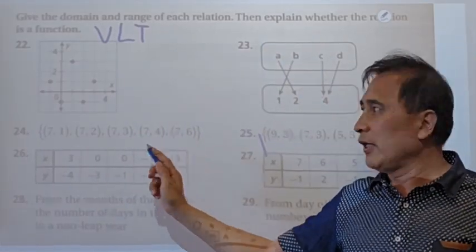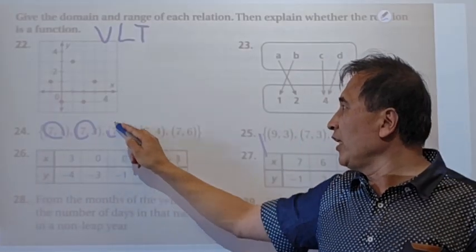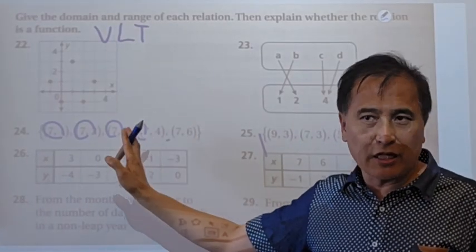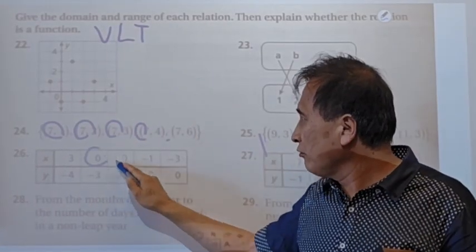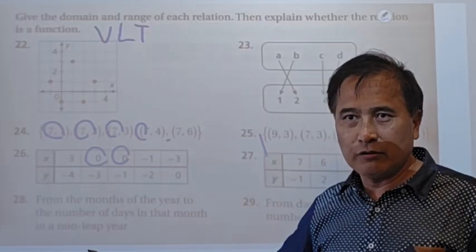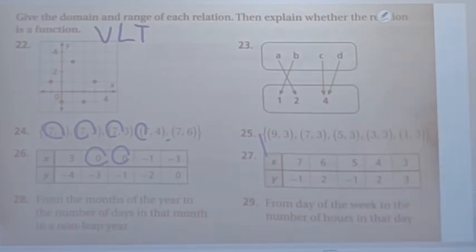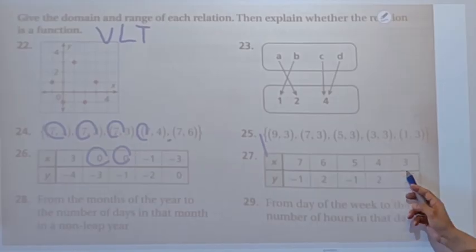This is not a function. Why? The 7 keeps repeating, right? Domain repeating, that's not a function. This is repeating, not a function. Everybody understand? And not repeating, that's a function.